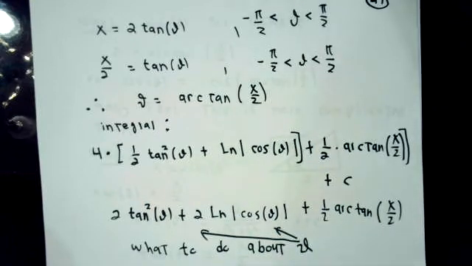The only remaining issue is I don't want to see cosine of theta, and I don't want to see tangent of theta either. I only want to see things in terms of x. Actually, we already know what tangent of theta is in terms of x. It is x over 2. We don't know the cosine of theta, so we'll use our triangle idea in order to get these quantities.